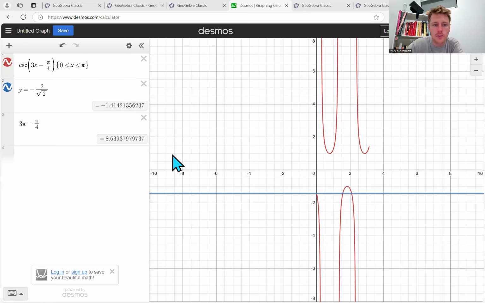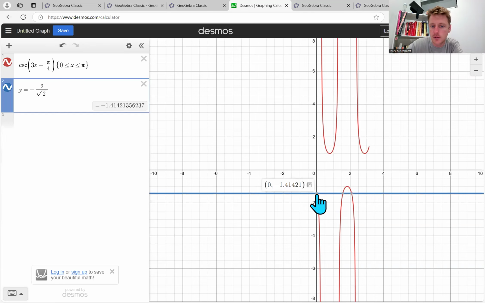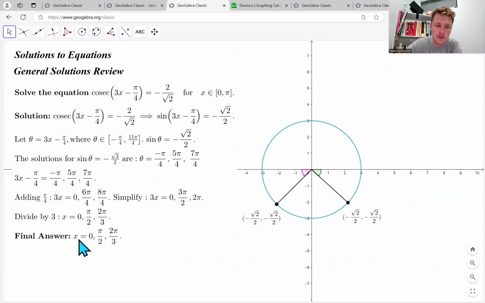And so here we go. So we're over on Desmos now. If we graph the cosecant of 3x minus pi on 4, and we want to know where that equals negative 2 on root 2, we can see that we get a graph like this. It intersects at x equals 0, x equals pi on 2, and x equals 2 pi on 3. So if we go back to what we had, we can see that those are the right answers that we got.